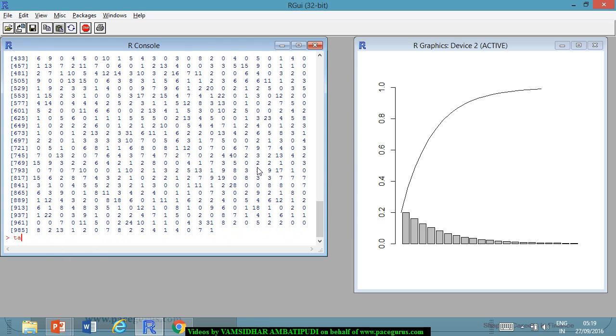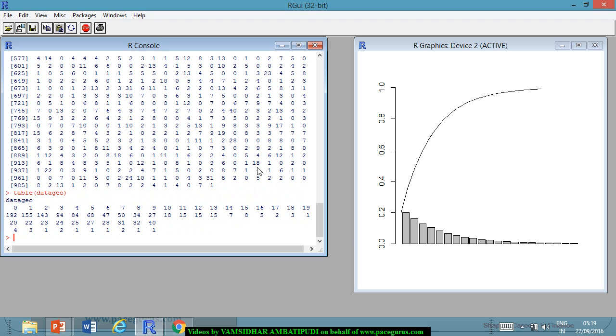So if I am simply looking at the table of data geo, it says, okay, out of 1000 times, almost 192 times I don't need to wait at all. 155 times I'll be successful in my second attempt. 143 times I'll be successful in the third attempt, and probably 94 times I'll be successful in the fourth.